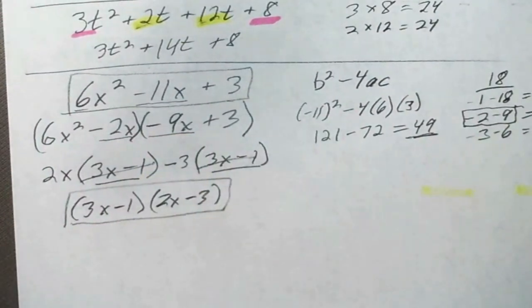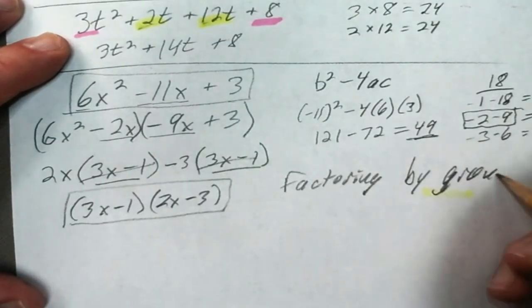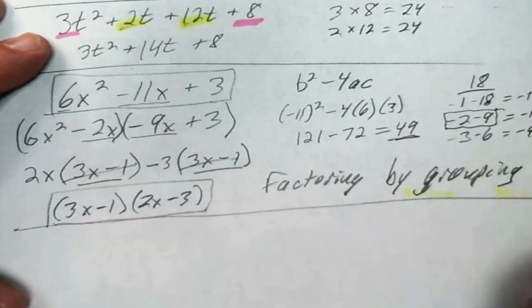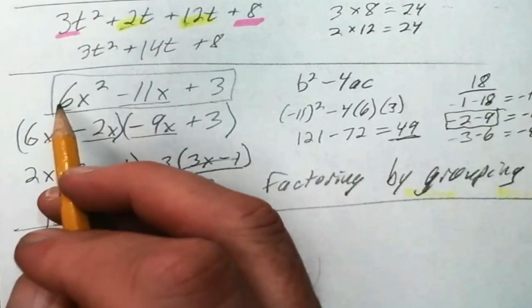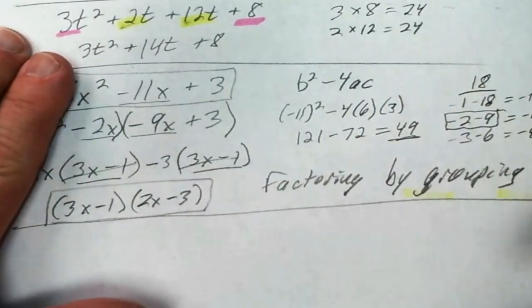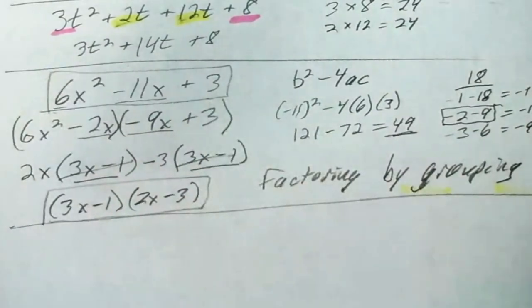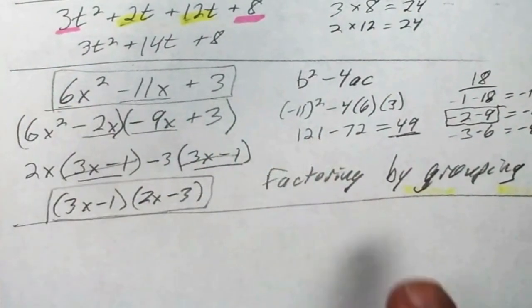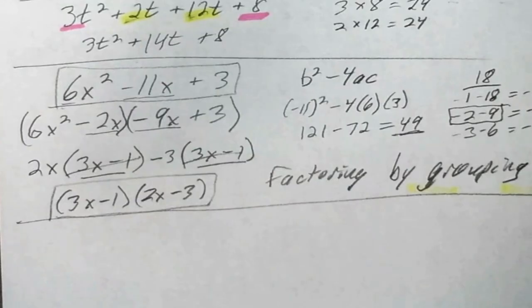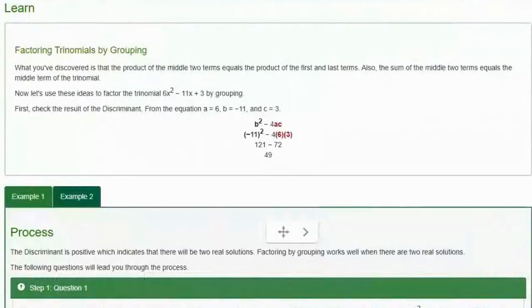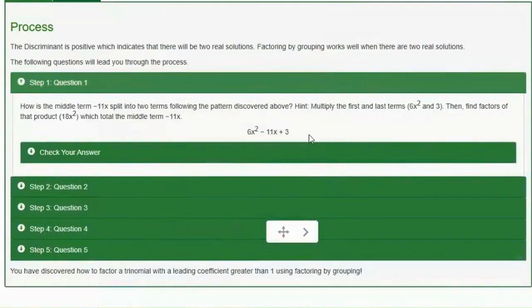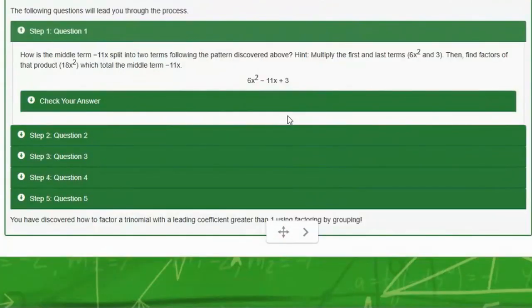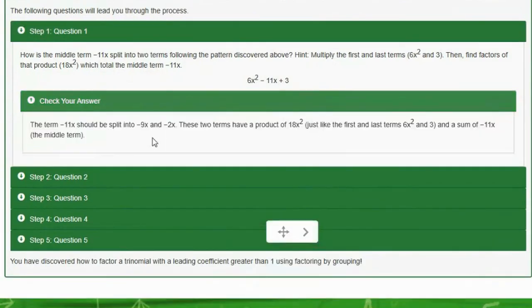Factoring by grouping. Generally, this is something you do when you have a coefficient. If it's just x squared, sometimes we don't need to group anything. We can just break it out into the two factors. But if there's a coefficient out there, factoring by grouping is often the simplest way. So that's what they go through here. They look at the discriminant, which told us the term negative 11x should split into negative 9x and negative 2x, because we know the 6 times the 3 is the 18.